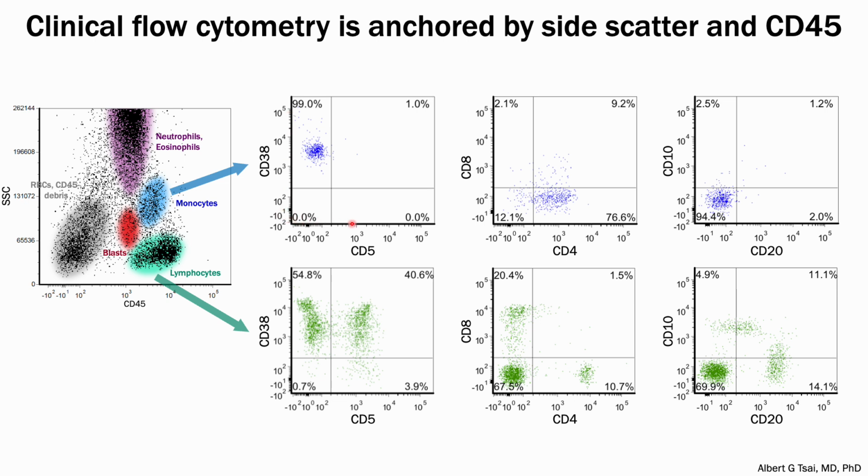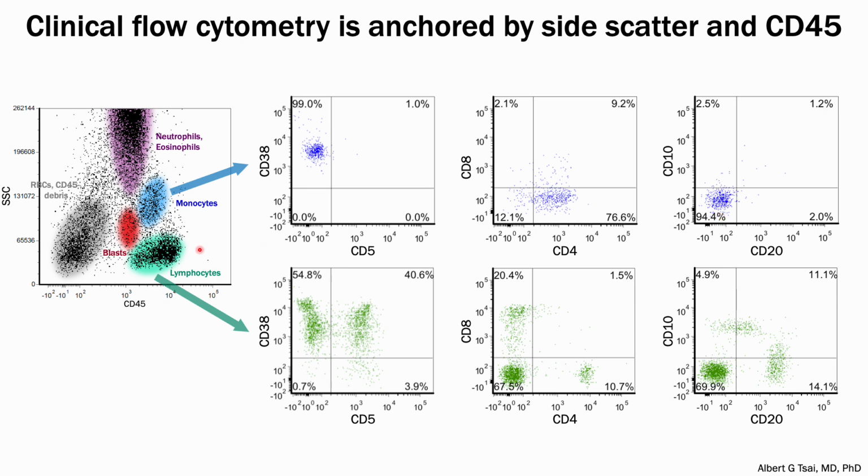Whereas if we go rightwards along the x-axis, we get more binding of the CD5 antibody, and we would infer that to mean more expression of the CD5 protein. When we gate on the monocytes, that means that we've selected out this particular region, and each one of these individual dots is now represented as an individual dot in this plot. And we say that the monocytes in this case are expressing CD38 but not CD5. They express CD4 but not CD8, and they lack both CD10 and CD20.